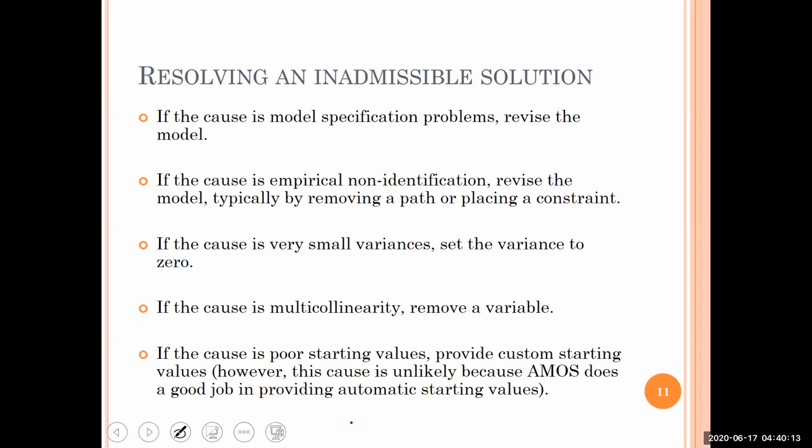You may also have estimation problems if your variances are very large. That happens, for example, if you have income in your model. Income per year typically has a very large variance. What I do typically is divide income by 1,000 or even by 10,000, and that gives a variable that has a smaller, but not too small variance. Poor starting values usually don't happen. And for multicollinearity, usually you remove a redundant variable. So that's how you do identification and estimation in confirmatory factor analysis.